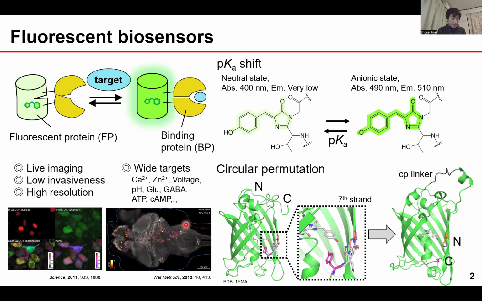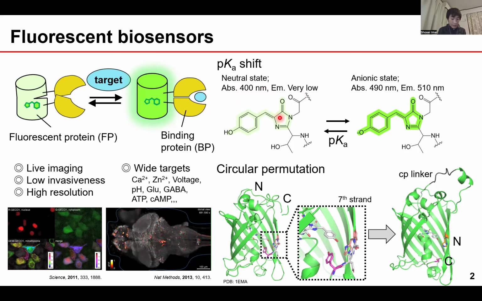Then, how do these biosensors change their fluorescence intensity? Here I will explain two key concepts. The first one is the pKa shift. This is the chemical structure of the GFP chromophore, and it has a phenol ring here derived from a tyrosine residue. When this phenol group is protonated, meaning the OH form, GFP absorbs light at around 400 nanometers and emits very little fluorescence.